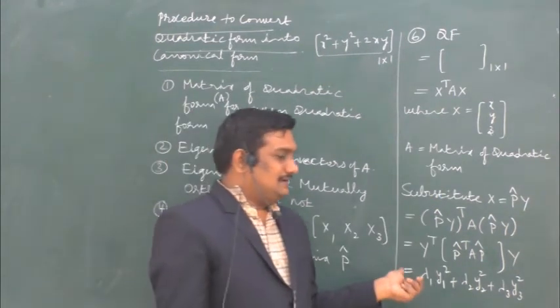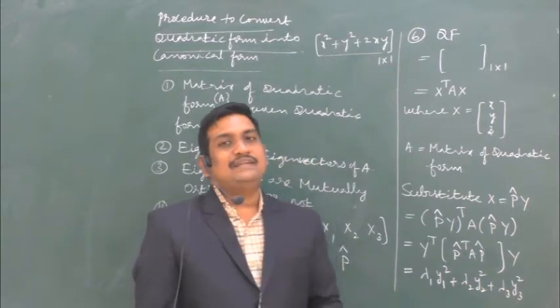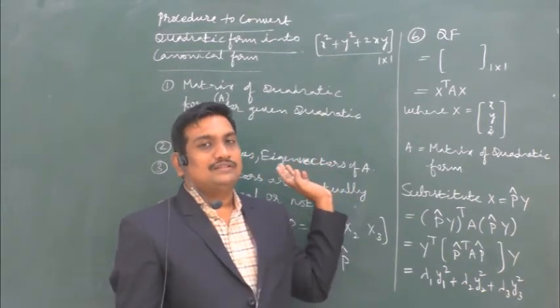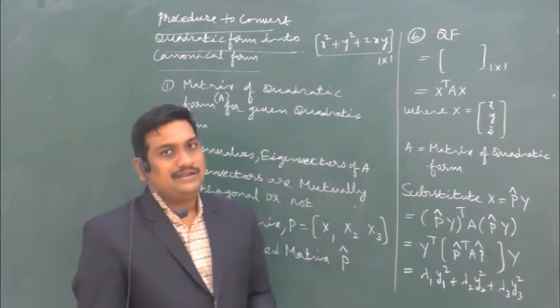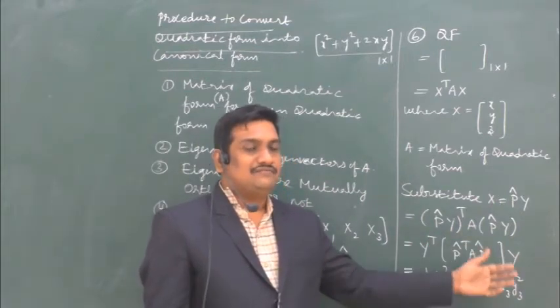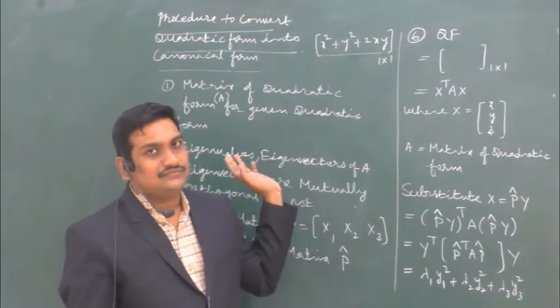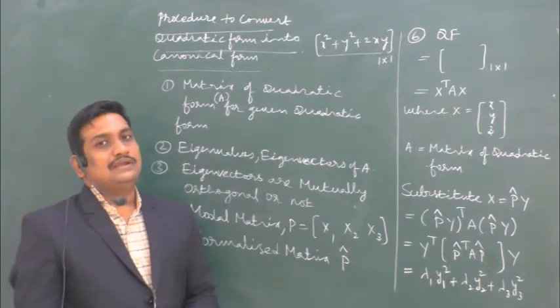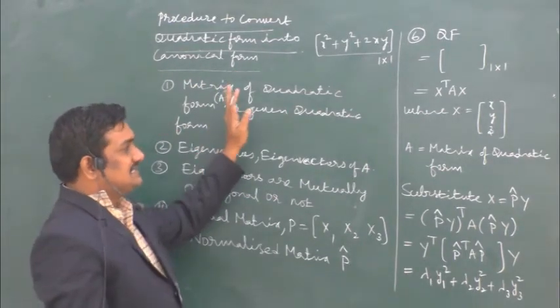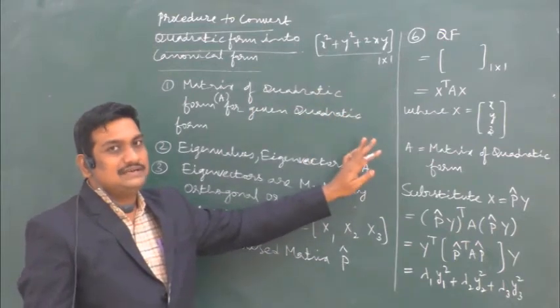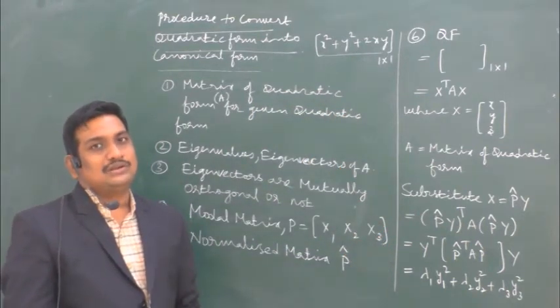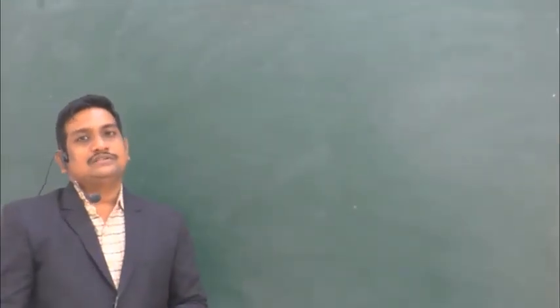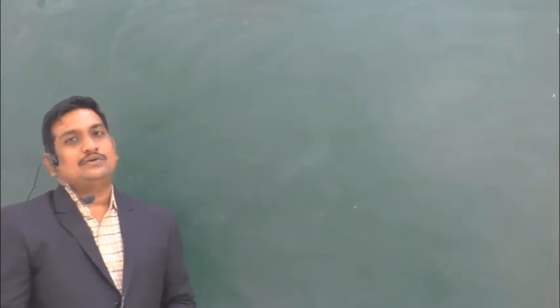And one more point, lambda 1, lambda 2, lambda 3 will definitely be the eigenvalues of the matrix of quadratic form A. That is the important point. For reducing a quadratic form into canonical form, the name for this procedure is orthogonal reduction. So we are doing the conversion with the help of orthogonal reduction. In addition, the nature of quadratic form is also asked. Okay, let us see what we mean by nature of quadratic form.